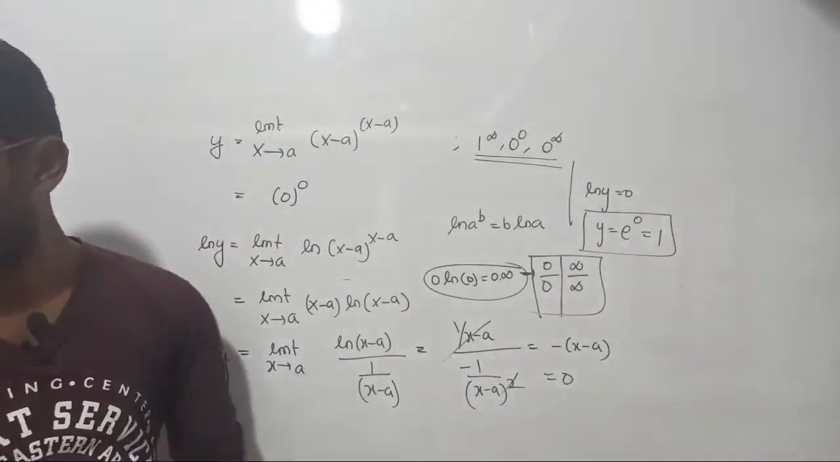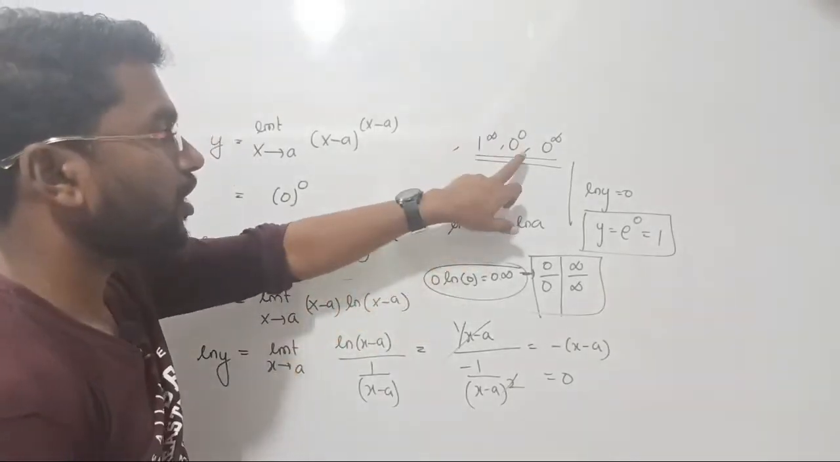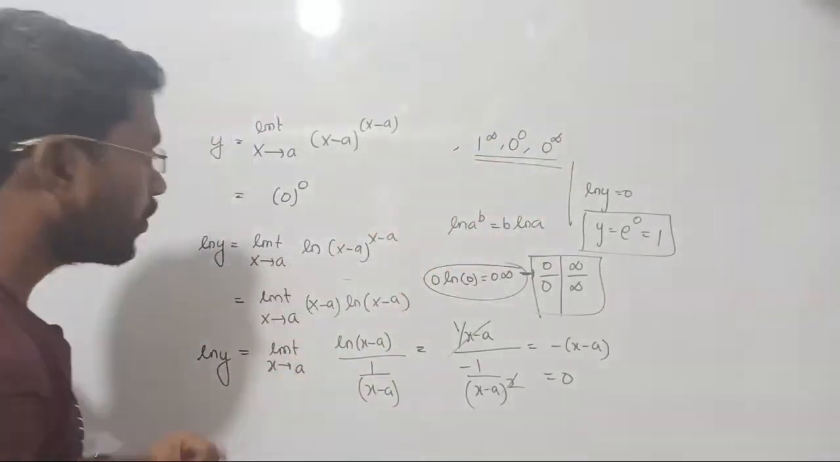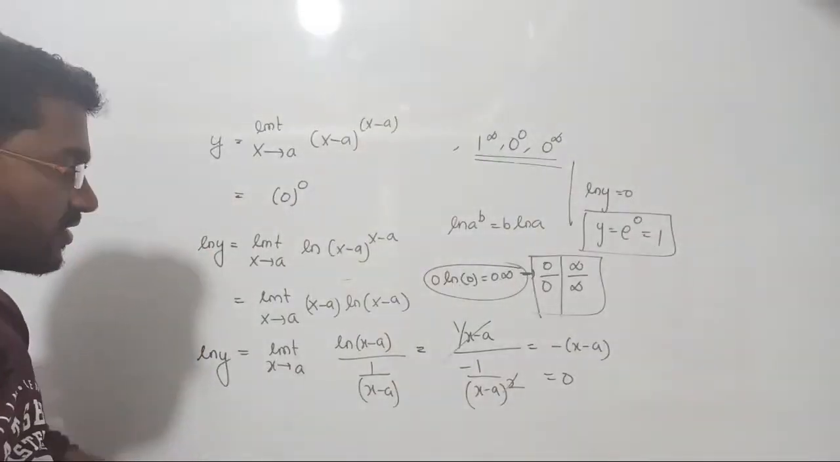Let me repeat once again, listen. Whenever your function is in the form of 1 power infinity, 0 power 0, or 0 power infinity, what you have to do is take ln on both sides. That is step number 1.